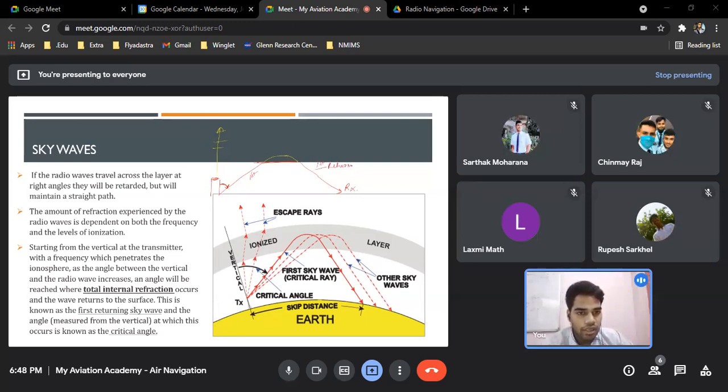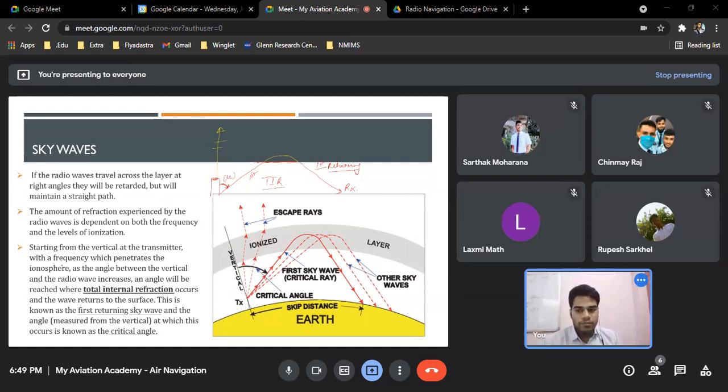First of all, this is the first returning wave. And secondly, this angle, let's say mu, is known as the critical angle. Why? This is the least angle at which the radio wave is able to come back. Now this is refraction, of course, but there is another term for it. It is known as total internal refraction.